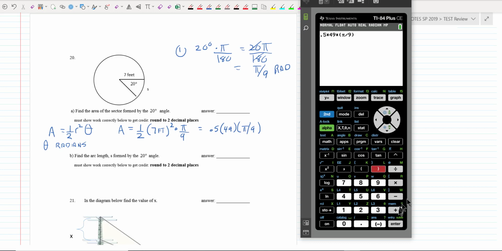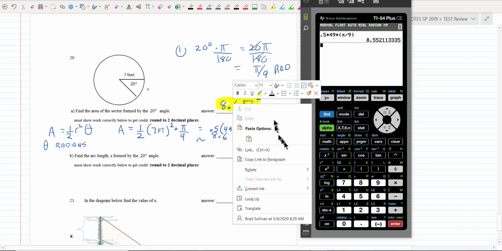Okay, and then we'll round that off, and that'll give the area of the sector. So the area of the sector on that is going to be about 8.6. Again, we're doing area, so units are important. Write that as 8.6 feet squared.